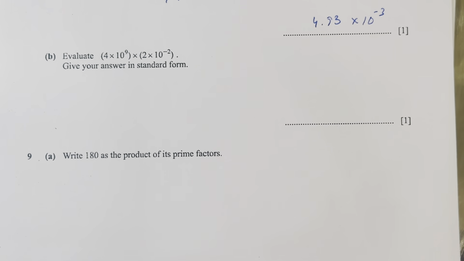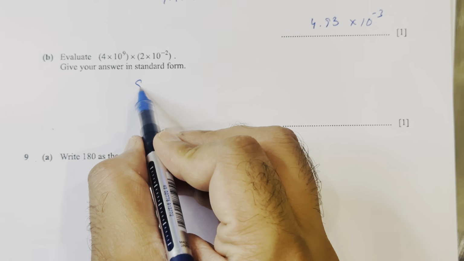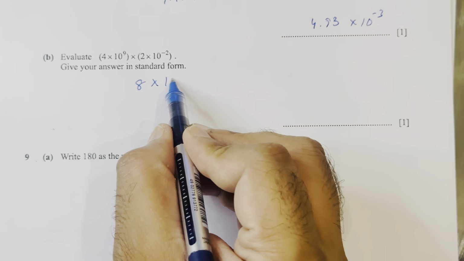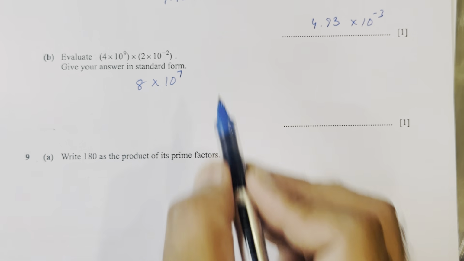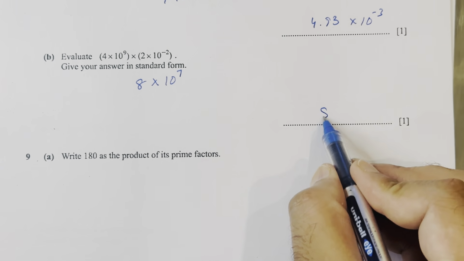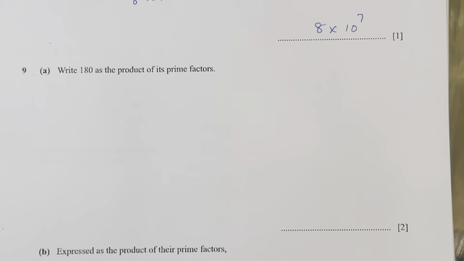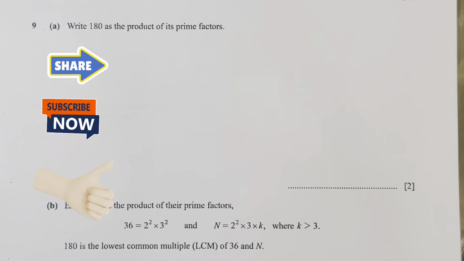Part B, evaluate this into standard form. 4 into 2 is 8. 10 multiplied power, we're gonna subtract 9 minus 2, the answer would be 7. So 8 multiplied by 10 to the power 7 would be our answer for this part. Now question number 9, write 180 as the product of its prime factors.